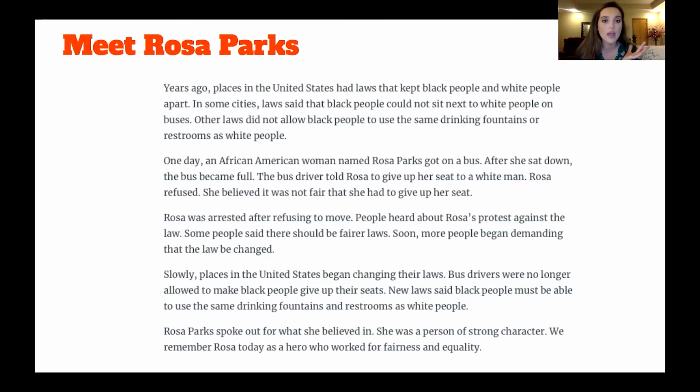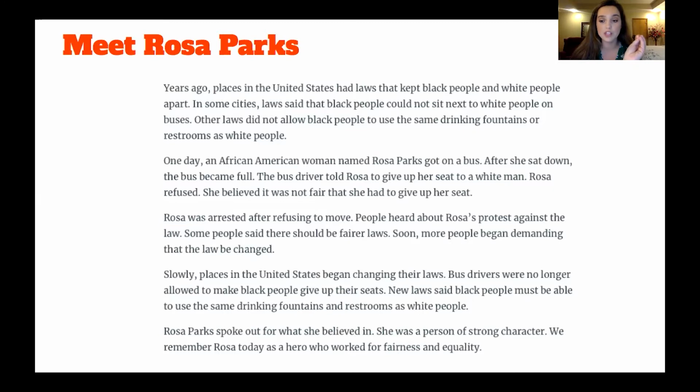So, years ago, places in the United States had laws that kept Black people and white people apart. So that is our topic sentence. That is what is being introduced first in our introduction in our paragraph there. So let's read these next two sentences and see if you guys think they kind of go along with our first sentence. So topic sentence, years ago, places in the United States had laws that kept Black people and white people apart. Some cities' laws said that Black people could not sit next to white people on buses.